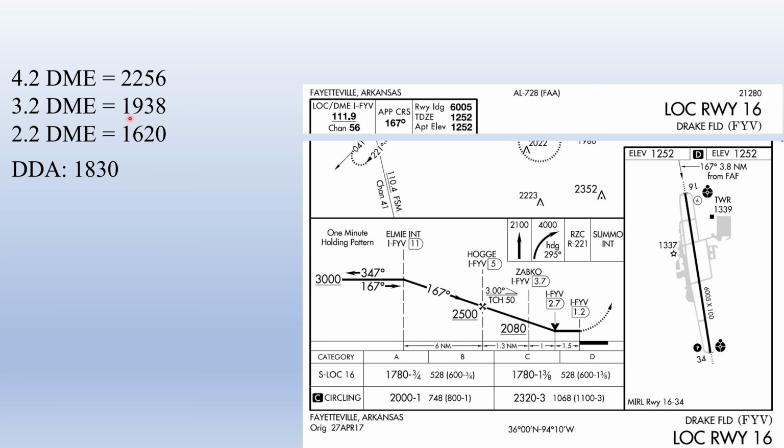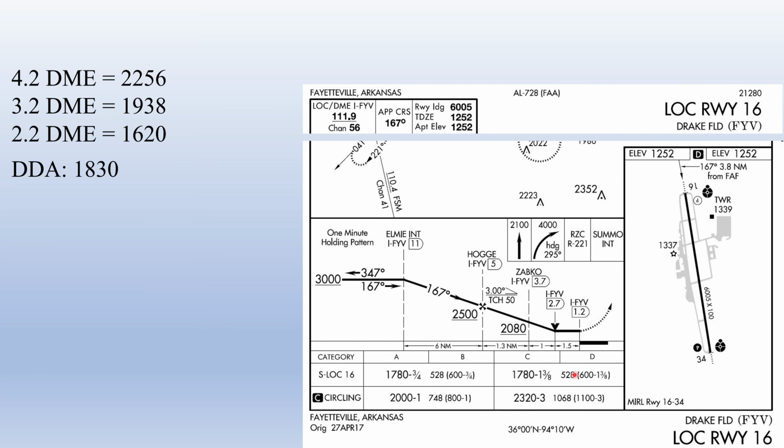And again, do the same thing. If I'm high, I will increase the rate of descent. If I'm low, I will decrease the rate of descent. And then I will do that until I get to my DDA, and then I will treat the DDA just like a decision altitude. I'll look up. If I see something, I'll go ahead and descend to a visual landing. And if I don't see anything, then I can go ahead and execute that missed approach.